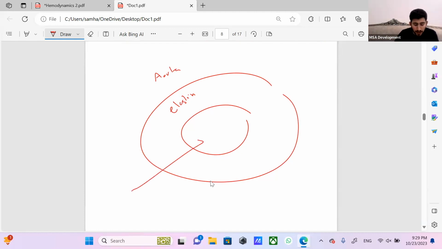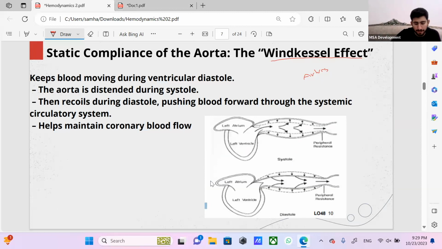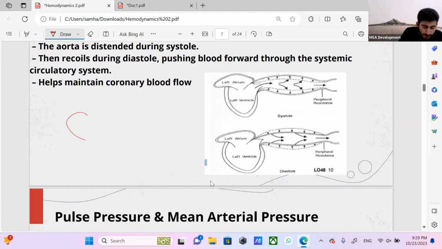So once we put blood in it, it will expand and then it will recoil in a very strong way that will push blood forward. And that's exactly what the Windkessel effect means. We have here the left ventricle, and it's connected to the aorta. Once the left ventricle contracts, the blood will be pushed into the aorta and the aorta will expand. Okay? And once the aorta expands, the blood will not know where to go.